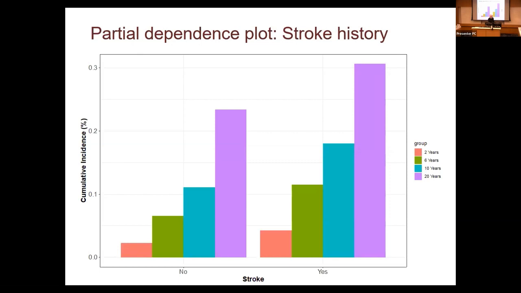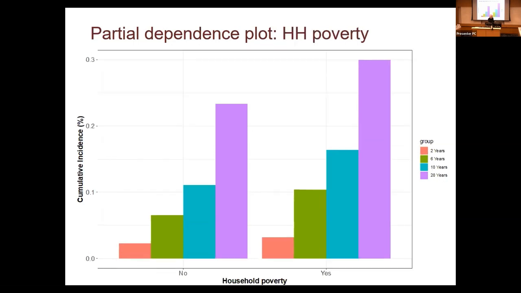And then this is stroke history. This is not a surprise, given that we know that stroke is associated with dementia risk, but this is stroke at baseline. And we can see even reporting a stroke at baseline in the HRS is associated with a higher incidence of dementia at 20-year follow-up. And lastly, we can see household poverty, again, the 4th highest predictor of dementia risk. Households that report an income that falls below poverty thresholds have a greater incidence of dementia risk.